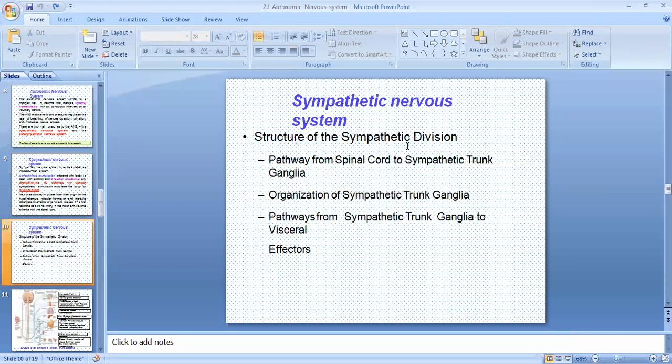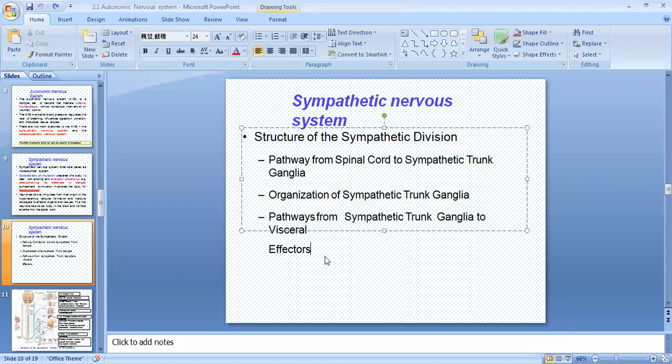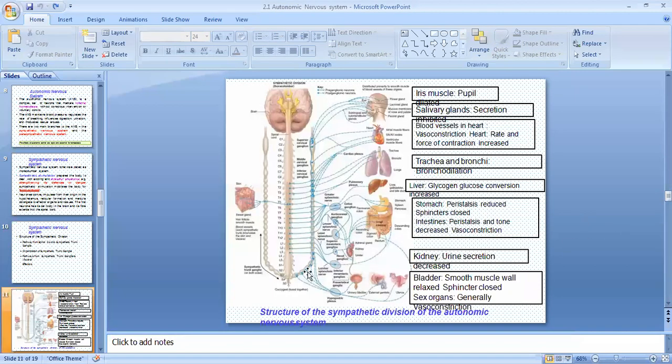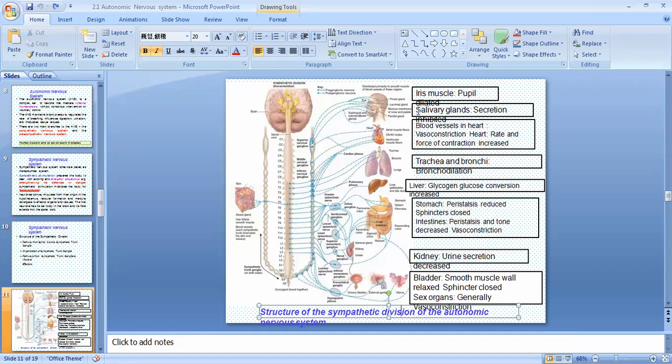So the structure of the sympathetic division is a pathway from the spinal cord to the sympathetic trunk ganglia, organization of the sympathetic trunk ganglia, and pathways from the sympathetic trunk ganglia to the visceral and to the effector organ. So this is the structure of the sympathetic division of the autonomic nervous system. See, their origin is in the brain and their nerves are carried forward into the spinal cord. And what type of function they are going to give, where they are located: all those nerves act on the iris muscle of the pupil, that is the eye.